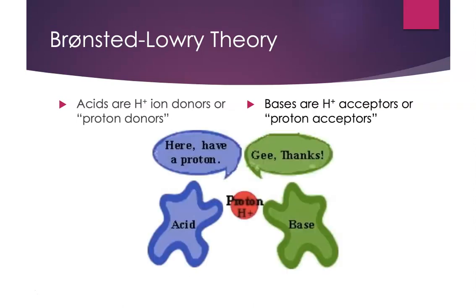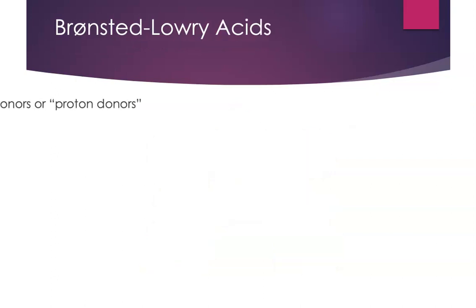So here's a little graphic. Acids give H+ ions away. The bases take them. In Bronsted-Lowry theory, you can't have something acting as an acid without something else acting in the capacity of a base. So the acids are hydrogen ion donors.